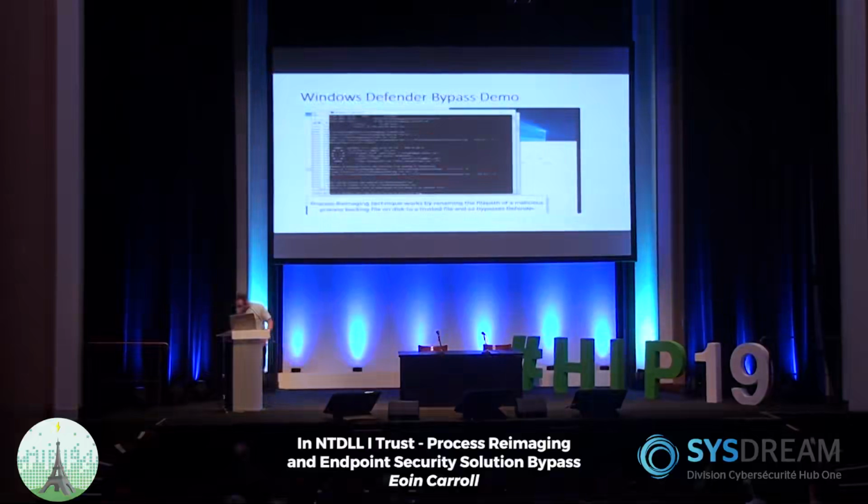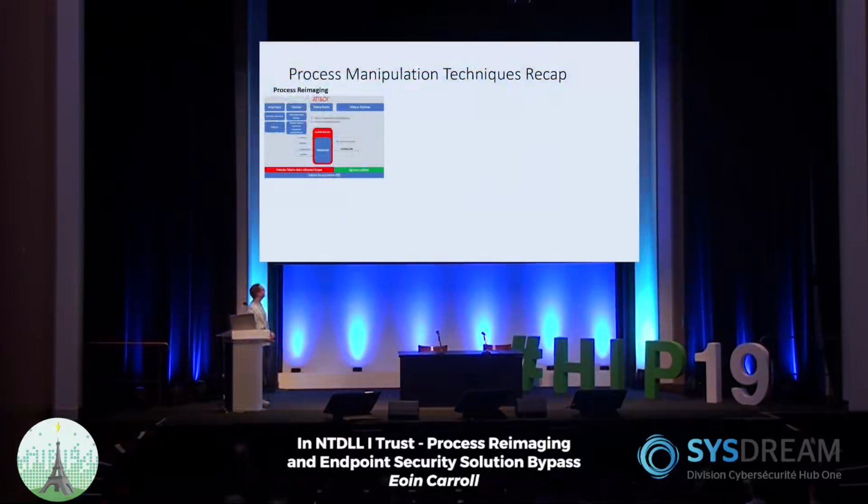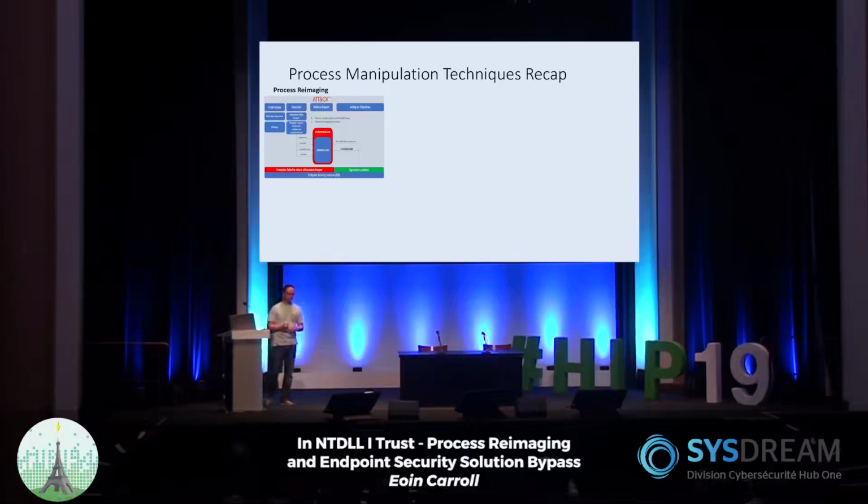Okay, so that's the demo. Just to give a summary then of the process manipulation techniques, a recap. So we have process reimaging, a lot easier to execute, very, very simple. You can see there all we're doing is renaming a directory or a file name, that's it. There's no complex APIs or code injection involved.